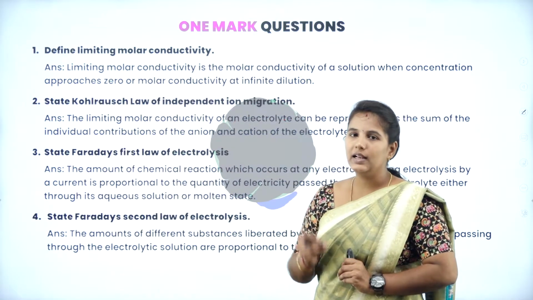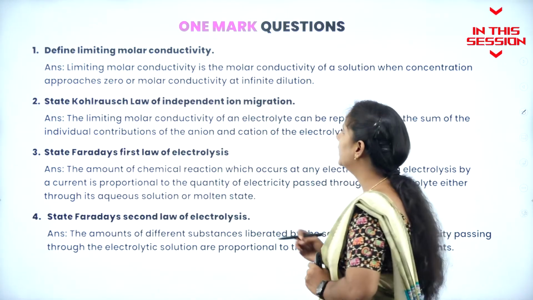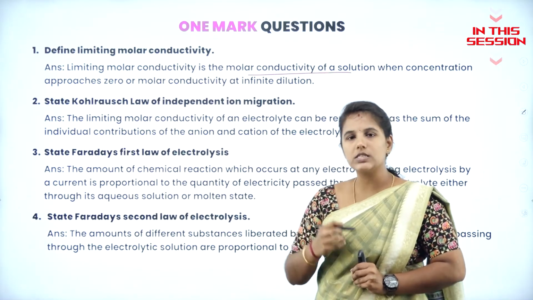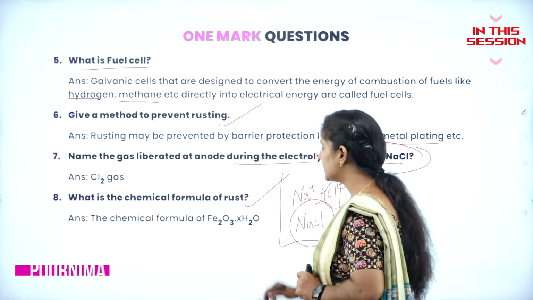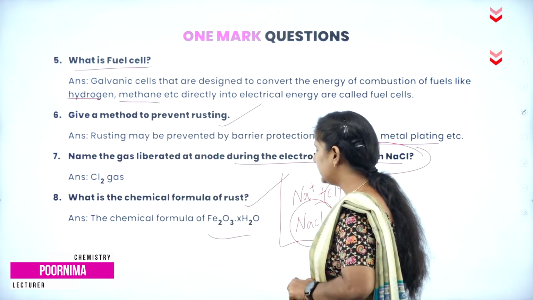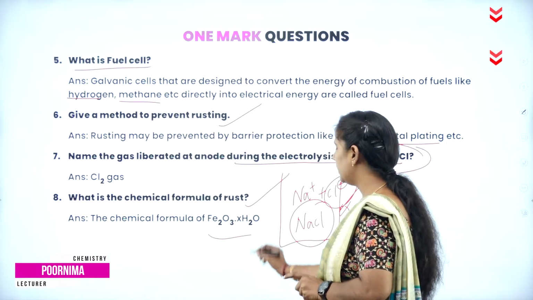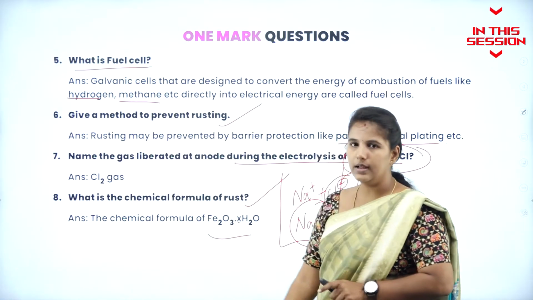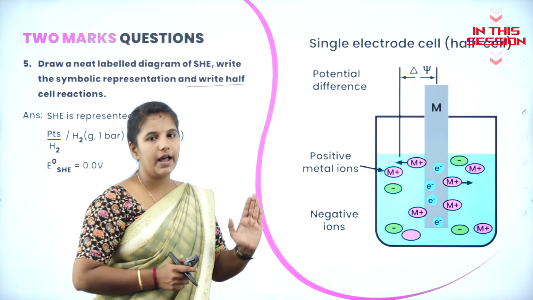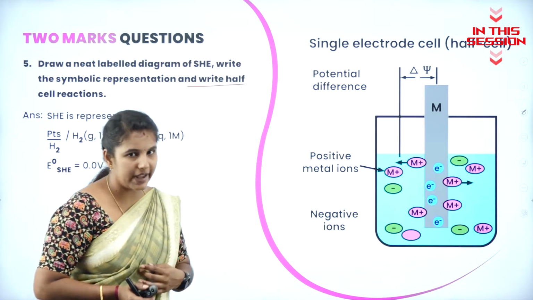We all know that limiting molar conductivity is the molar conductivity of a solution when the concentration approaches zero. What is the chemical formula of rust? The chemical formula of rust is iron oxide, represented as Fe2O3·xH2O. This is a diagram of the standard hydrogen electrode, that is SHE.